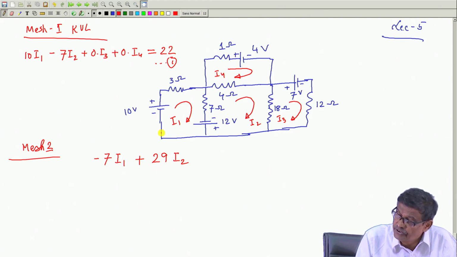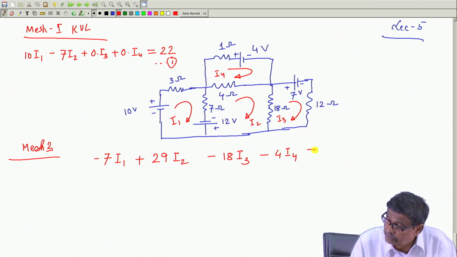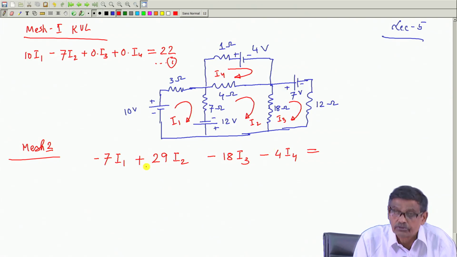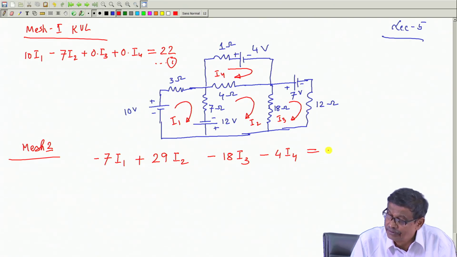Will there be a coefficient of I 3 here in mesh 2? Yes, common resistance. So, minus 18 into I 3. Will the presence of I 4 be felt here in mesh 2? Yes, minus 4 I 4. And this must be equal to the sources acting in mesh 2. Only one source is acting, 12 volt, and its polarity is opposite to I 2. Therefore, it will be minus 12. So, equation 2 I was able to write in no time.